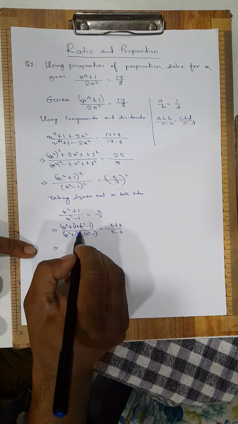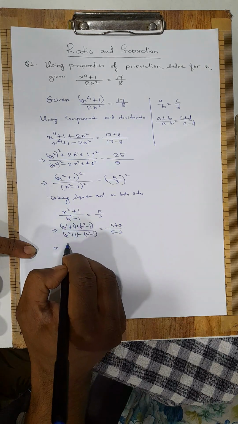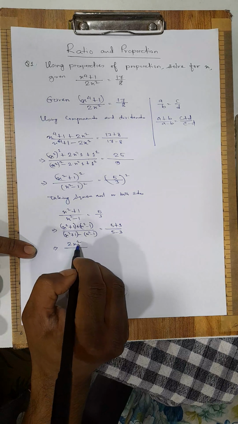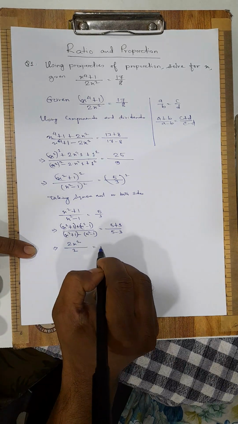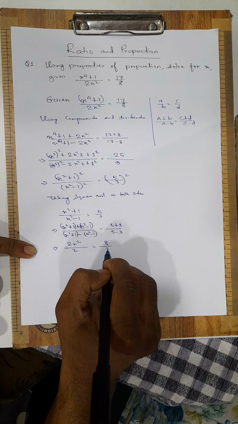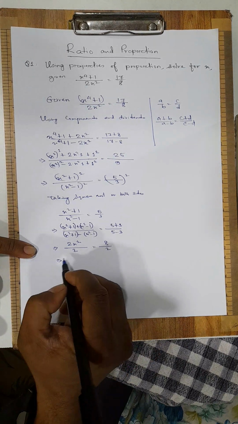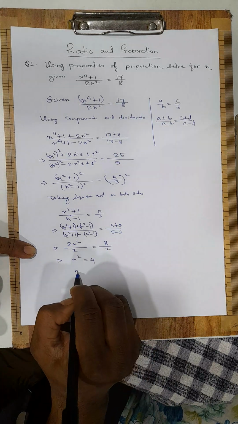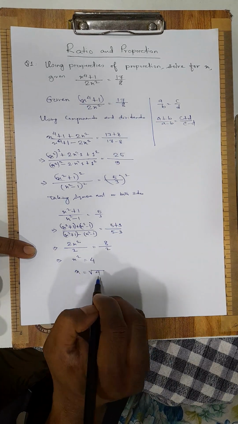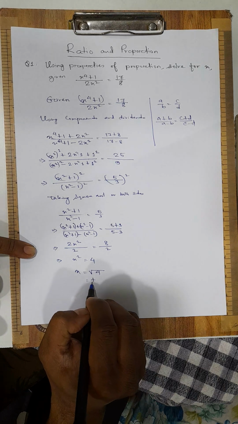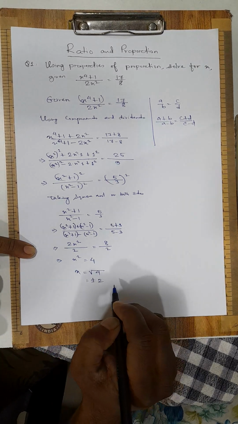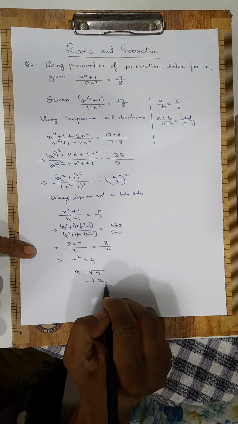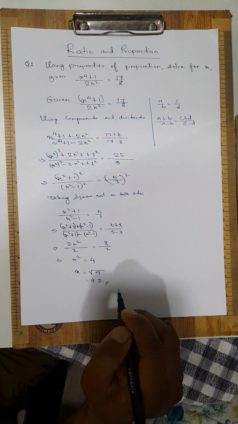So this becomes twice of x square, and denominator it becomes 2. On the right hand side it becomes 8 by 2. So you finally find x square equal to 4. So what is x? Square root of 4. That means plus minus 2. So answer is x equal to 2 or x equal to minus 2. So this is the solution of this equation.